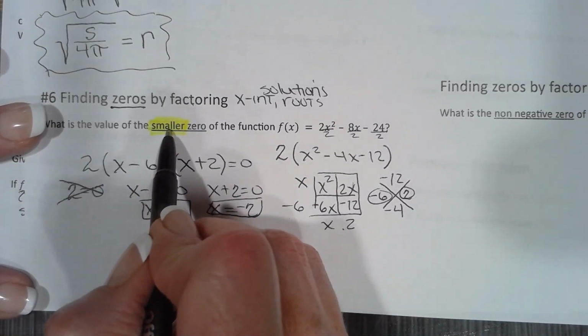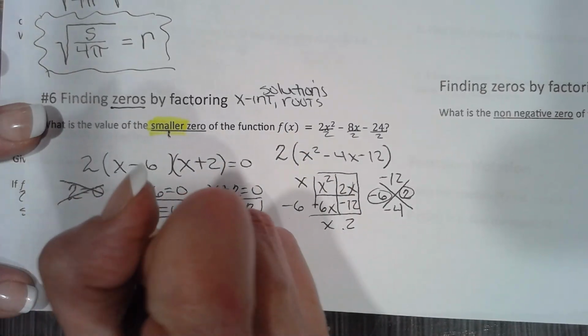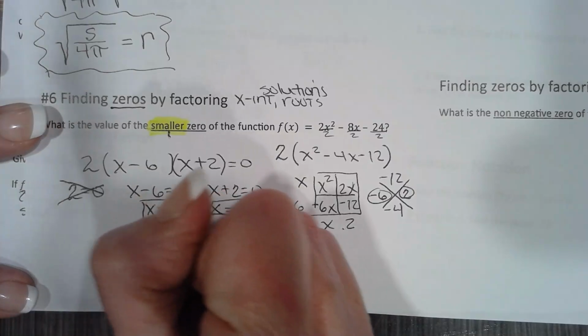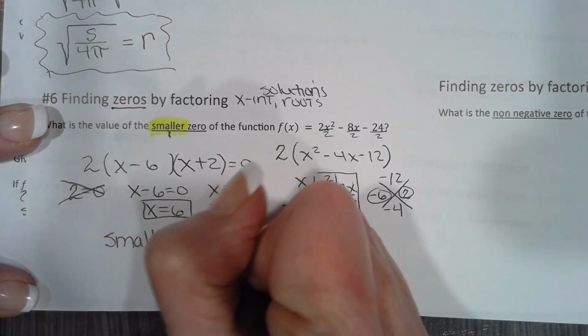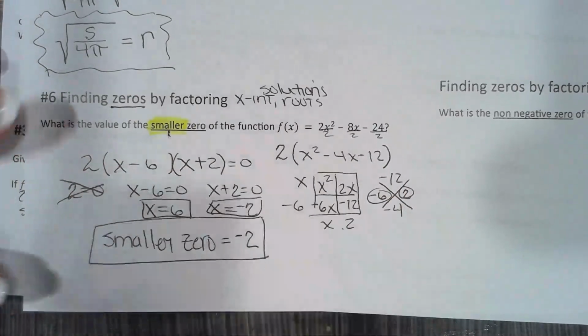The answer is the smaller zero. So the smaller zero is negative 2. This is my final answer.